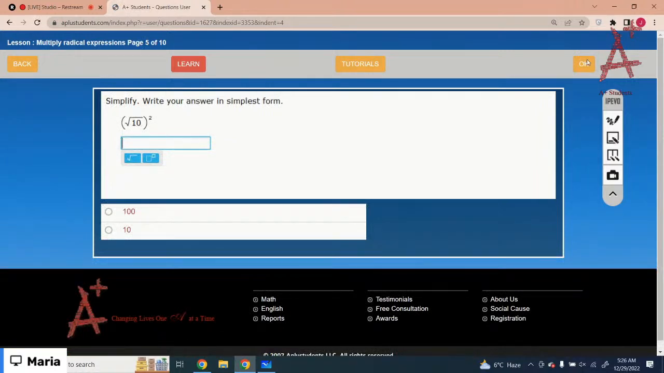Okay, then we have square root 10 square. So we know that 2 and square root are two opposite operations. They can cancel out each other. Got it? So the correct option is, so it would be 10. The correct option is the second one. Got it? So just select the correct option, then click on the OK button.